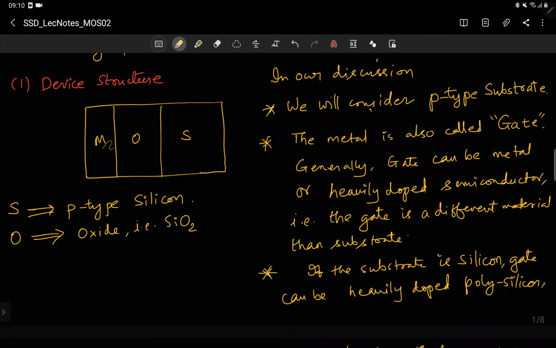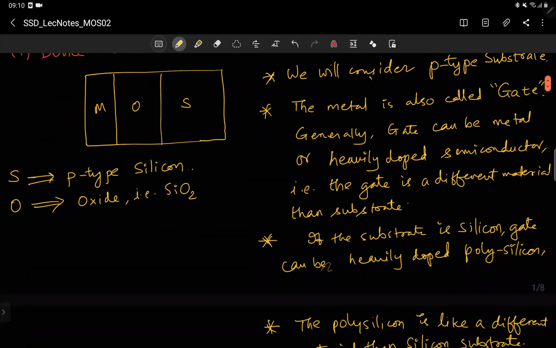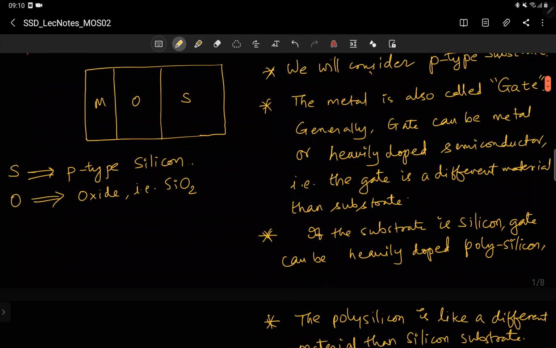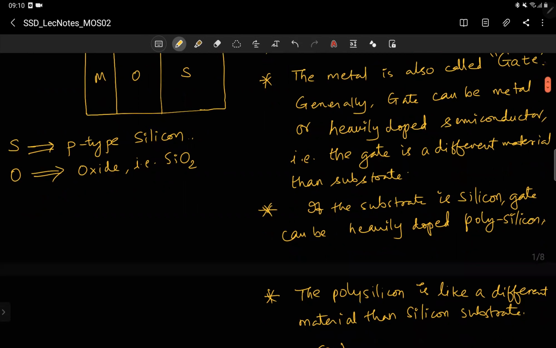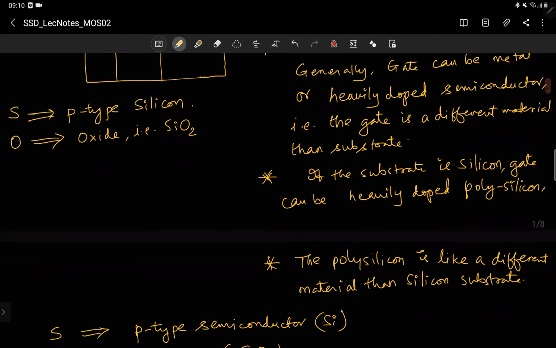It can be metal, we just retain metal, but sometimes it can be even polysilicon also. Even then the name doesn't change, we still call it MOS or MOSFET. So if the substrate is silicon, the gate can be heavily doped polysilicon. Why is it heavily doped? Because you want to mimic a metallic behavior. So S is p-type silicon, most of our discussion. O is for oxide, and if it is silicon, then it will be silicon dioxide.